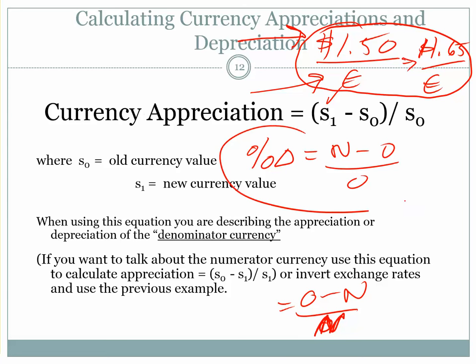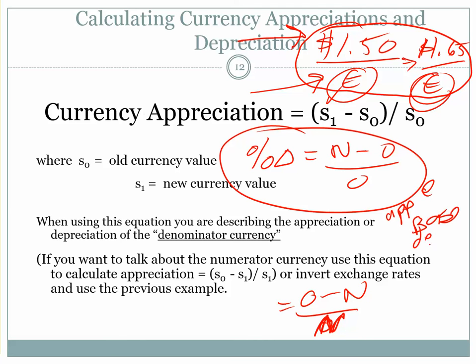So when you use the percent change formula for exchange rates, it always tells you about the denominator or base currency. So that's the appreciation. When I say appreciation, negative appreciations are depreciation, so I just use the word appreciation. That's the appreciation of the base, or I'll call it the denominator currency. If I use old minus new over new exchange rates, that's going to tell me the appreciation of the numerator currency, or the quote currency.